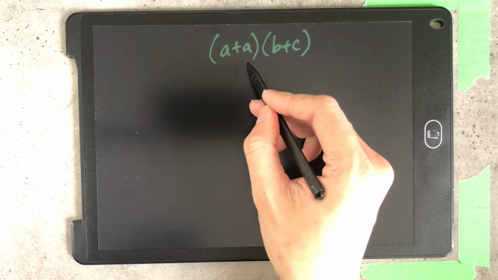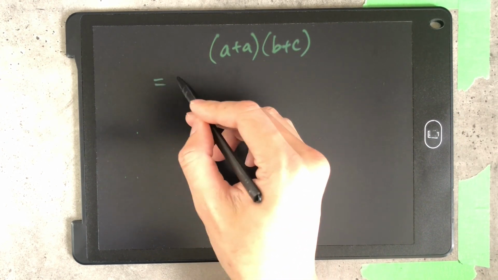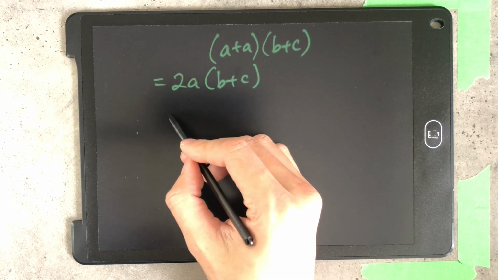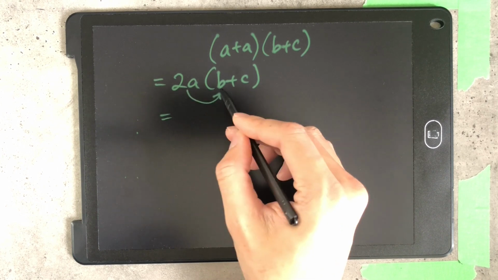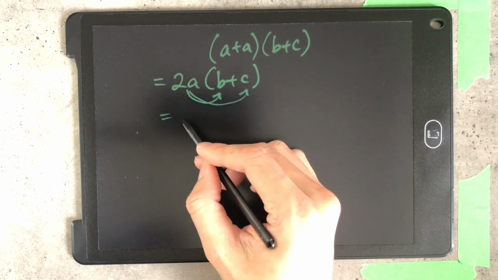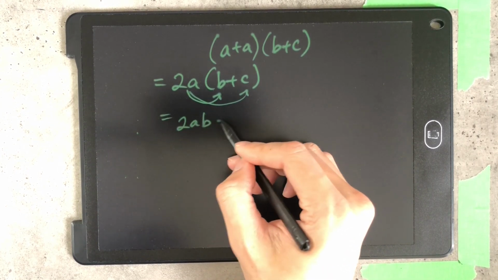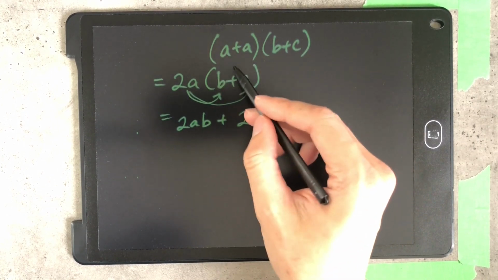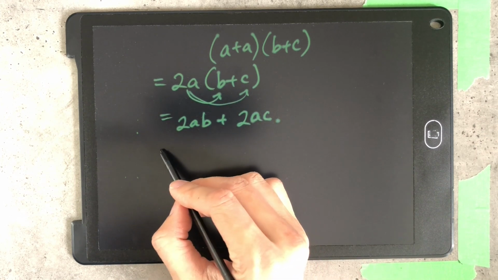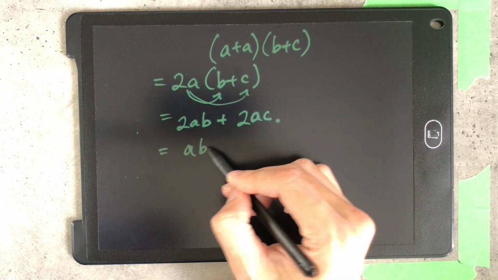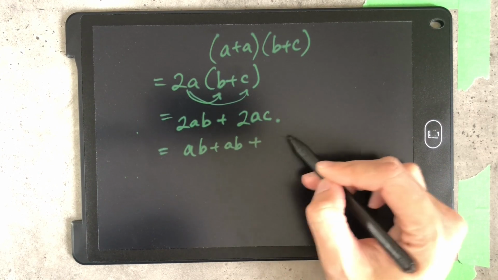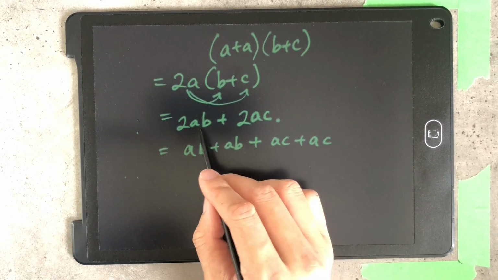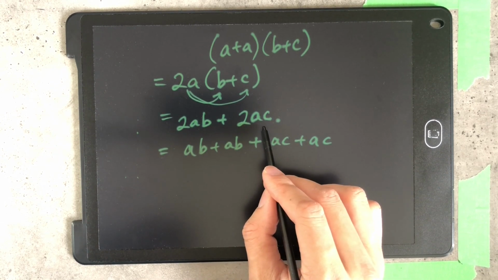So we have a plus a times b plus c. Now we can write this as 2a times b plus c. The distributive law tells us that we can multiply 2a by b and 2a by c. So you have 2ab plus 2ac. Another way we can do this is rewrite this as ab plus ab plus ac plus ac. I'm just simply breaking up the two ab's and two ac's.